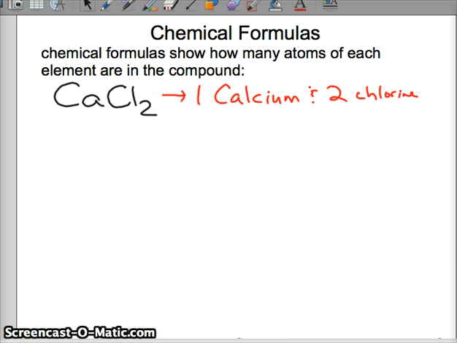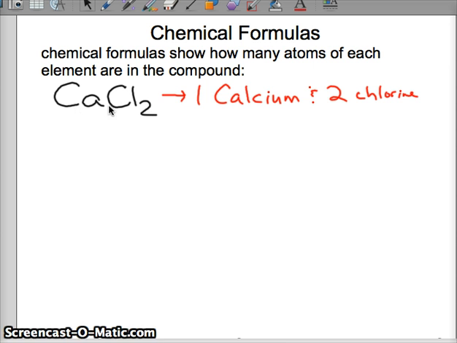Chemical formula. So to write a chemical formula, you need to know certain information. First off, what is a chemical formula? A chemical formula shows how many atoms of each element are in the compound. So CaCl2 is calcium and chlorine, and it is actually called calcium chloride as a compound. I'll get into that in a second.